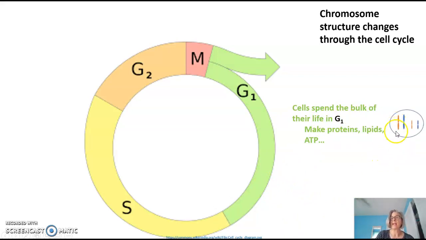During this time, cells have unreplicated chromosomes. So I'm showing you the nucleus here from a cell in G1. This cell has 4 total chromosomes, 2 large chromosomes and 2 small chromosomes. Each one is an unreplicated chromosome with 1 chromatid per chromosome.